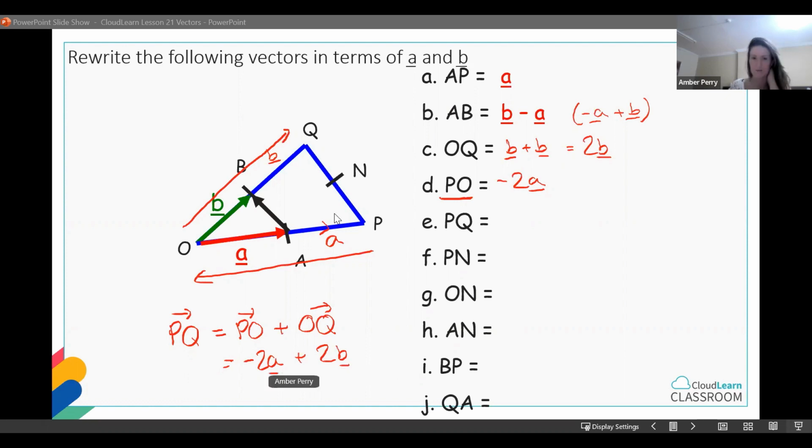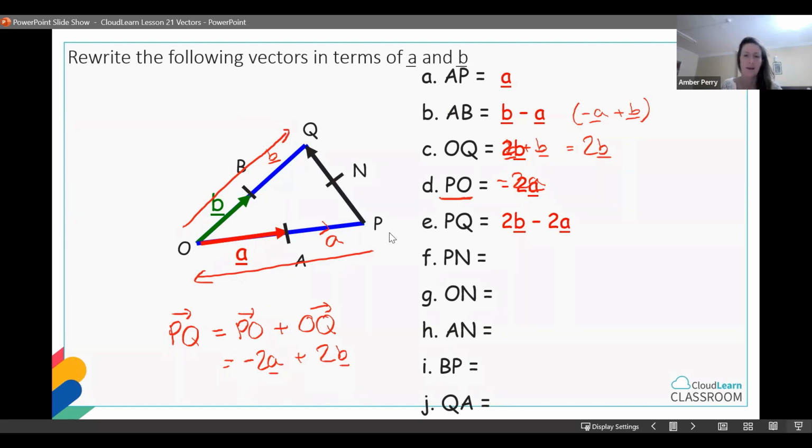So it's minus 2A plus 2B. And it's likely that they're going to simplify that again. So we'd have 2B minus 2A, okay? So PQ is 2B minus 2A. I hope that makes sense as to why. Just writing it the simpler way round, okay? You do not need to do that in the exam. You will not lose marks for writing minus 2A plus 2B, still perfectly correct.